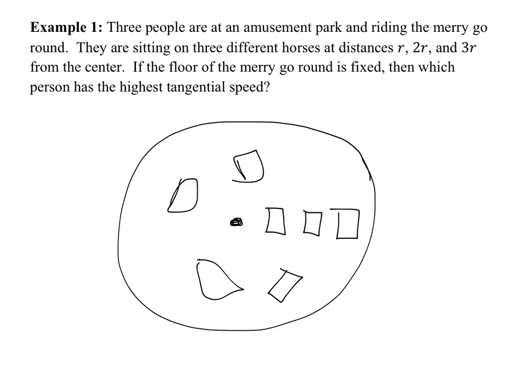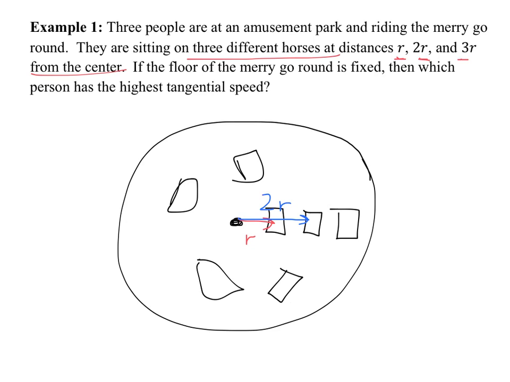Now, in this problem, it says that 3 people are sitting on 3 different horses at distances r, 2r, and 3r from the center. All right, so this distance here is r. This next distance is 2r.